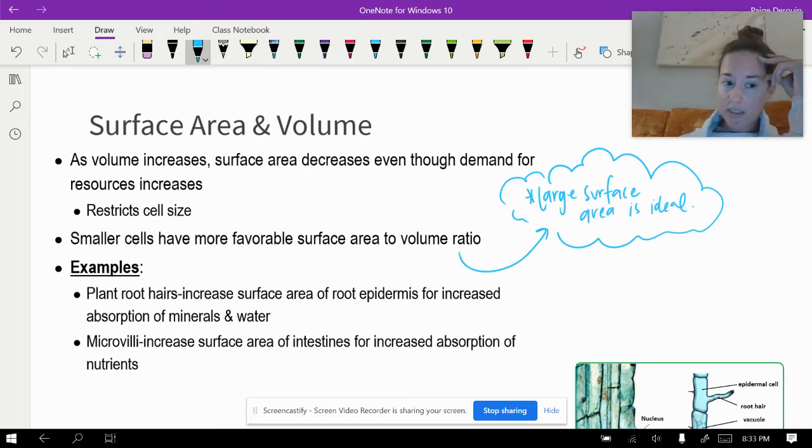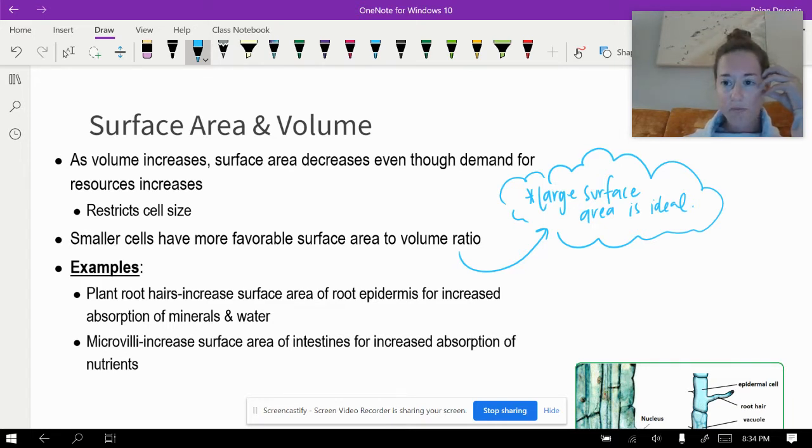Because the cell membrane is responsible for allowing things like nutrients, oxygen, and water into the cell, and removing waste. If you have a giant cell with a ton of volume, it needs more nutrients in order to survive, but it doesn't have the surface area to absorb those nutrients. So a cell that large isn't going to do very well, because it's going to take so long for any nutrient or oxygen to get to the organelles inside the cell.